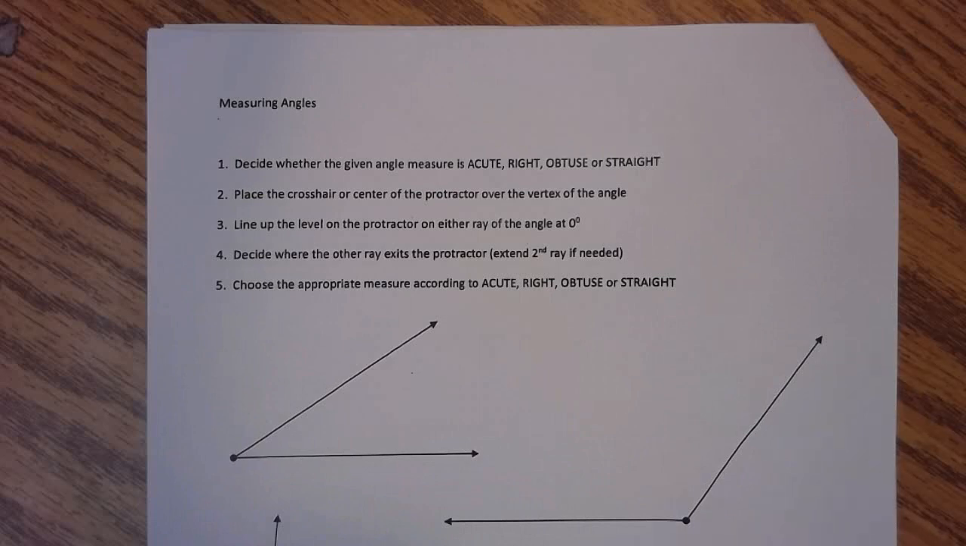The first thing you have to do when you're asked to measure an angle is to make an estimate. In other words, you need to estimate whether you think that angle is less than 90 degrees, exactly 90 degrees, between 90 and 180, or if it's exactly 180. That's going to help you to decide which numbers you need on your protractor.